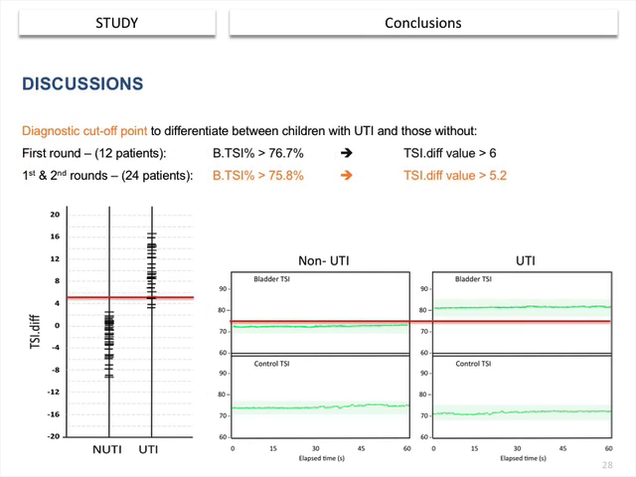So based on our data, we need to do further clinical studies with a larger sample size, of course. But based on our data in 24 patients, our diagnostic cutoff point perhaps is a BTSI of more than 75.8%. And when we see this, then we go after the TSI diff. And the TSI diff perhaps should be more than 5.2.